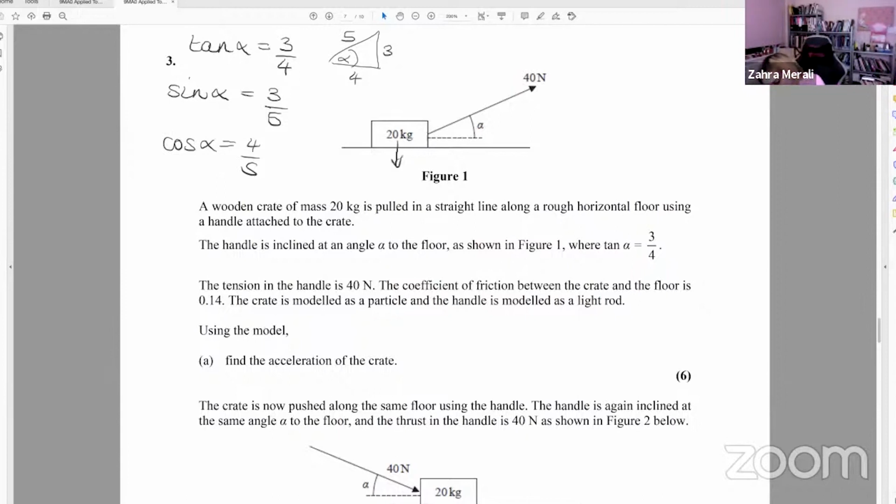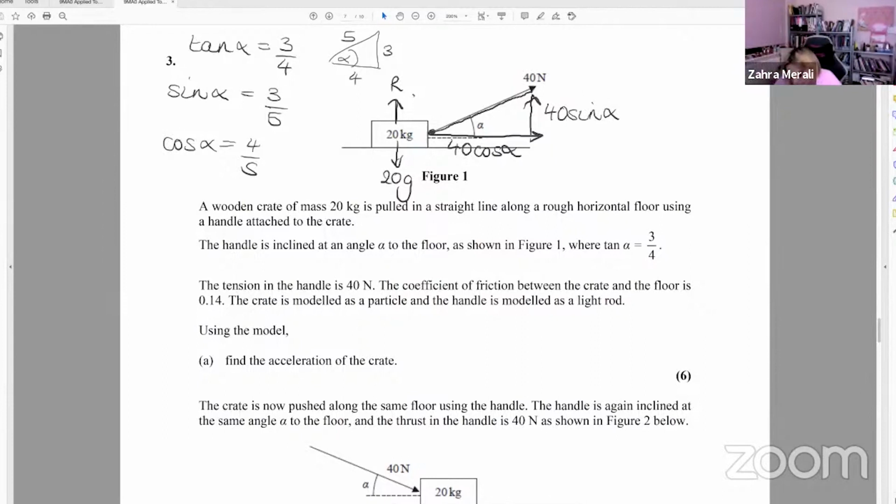So we know we've got 20g going down. We've got a resultant force going up. It's a rough horizontal ground. The tension, the handle is inclined at an angle. So wherever we've got anything at an angle and we've got a straight slope, we want to resolve everything to that. So to go from this end of the vector up the vector, we've got to go along and we've got to go up. So this becomes 40 sine alpha, and this one becomes 40 cos alpha.